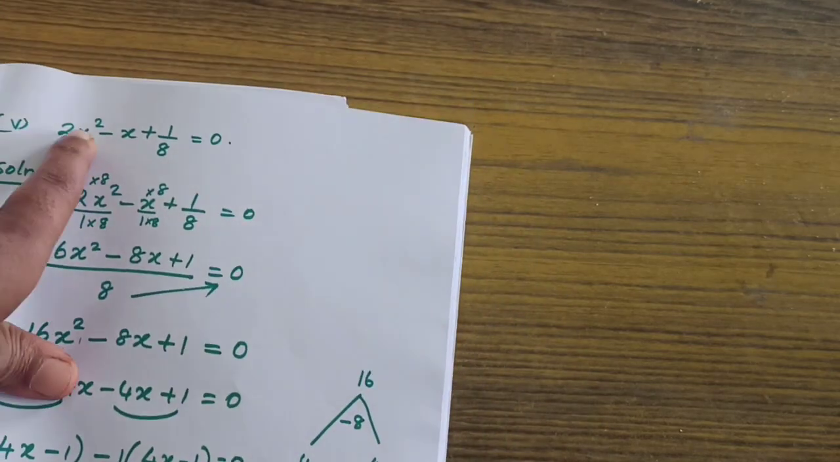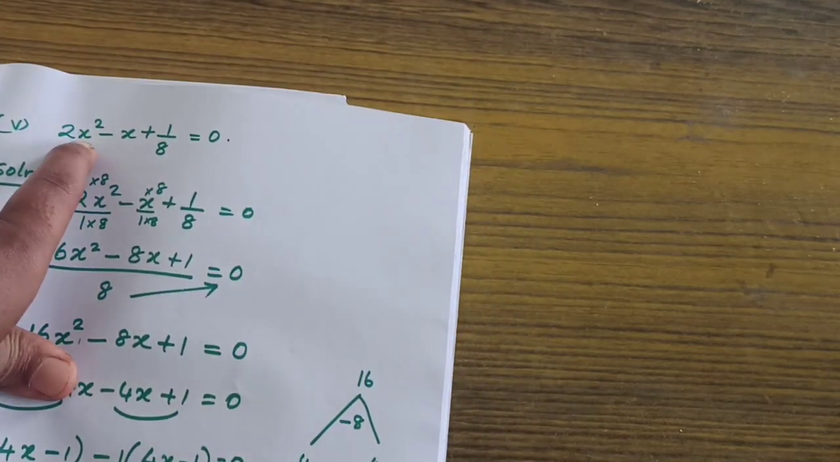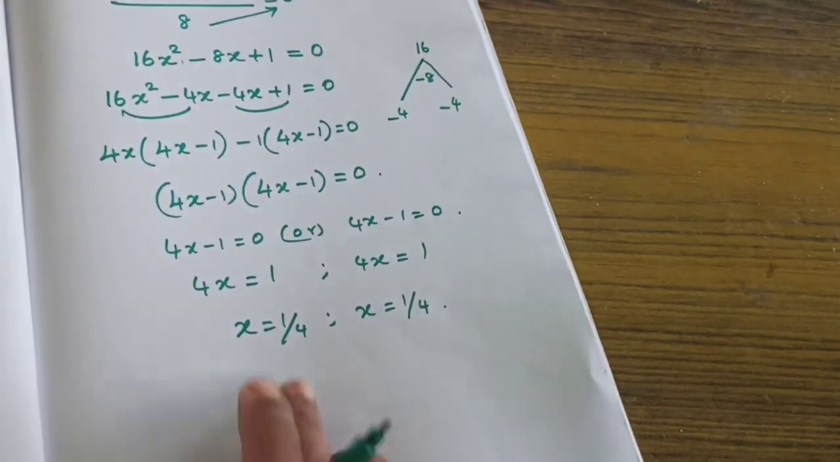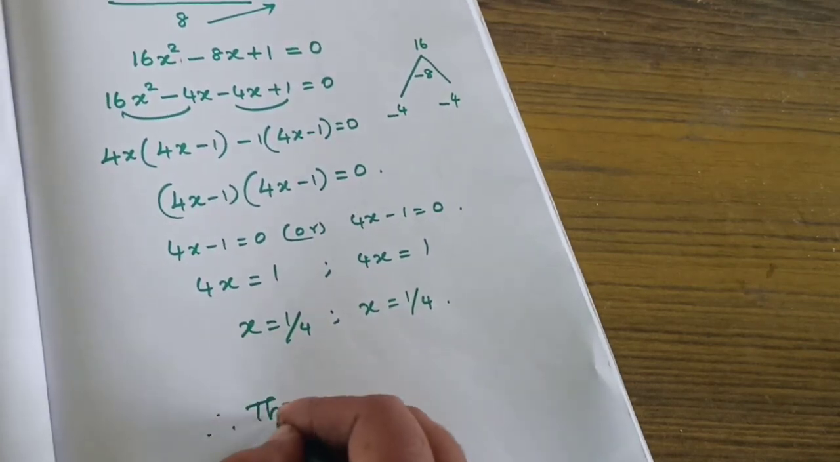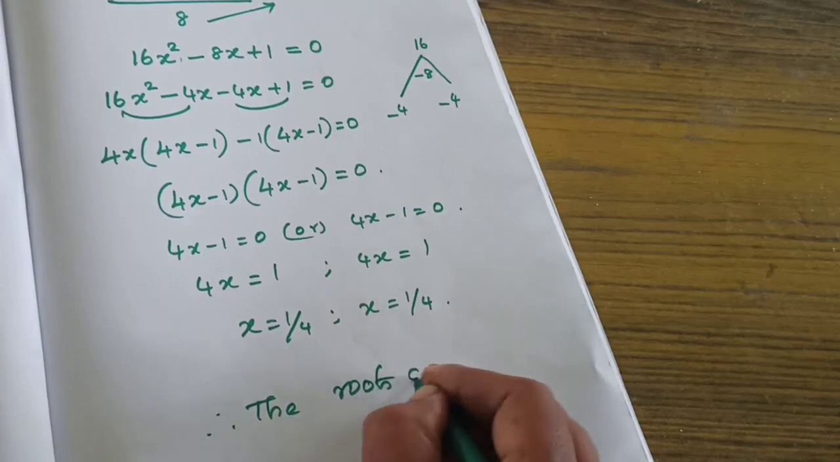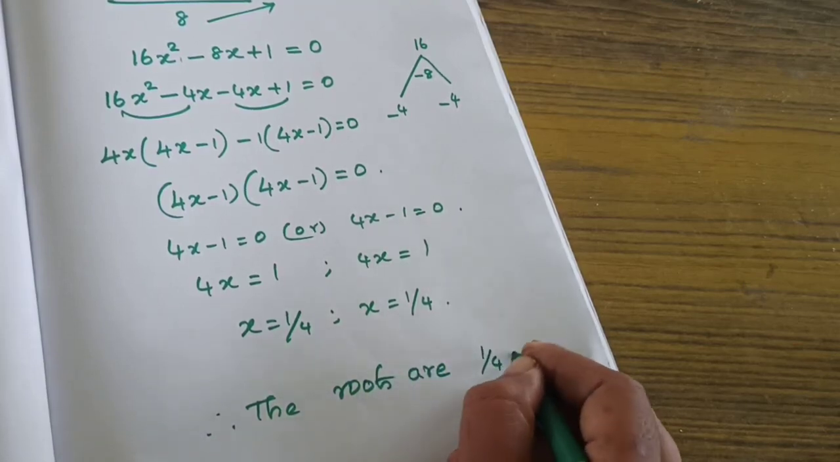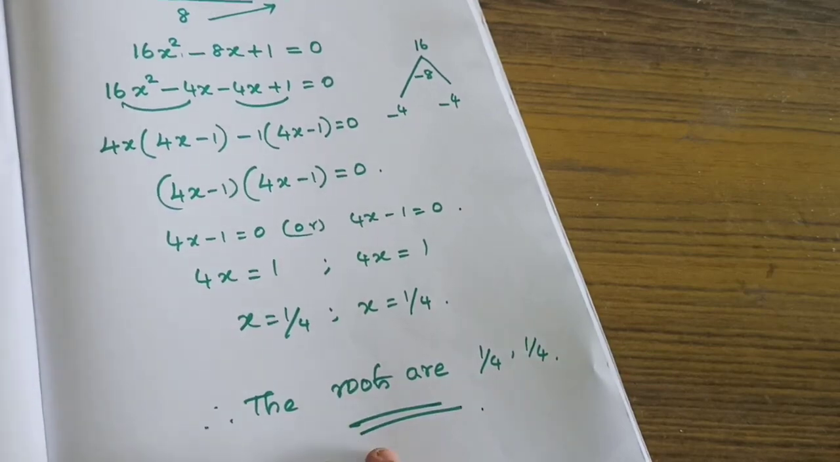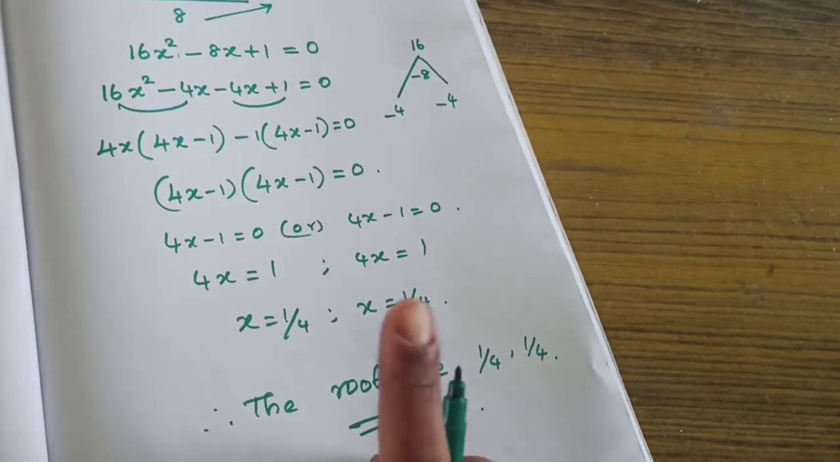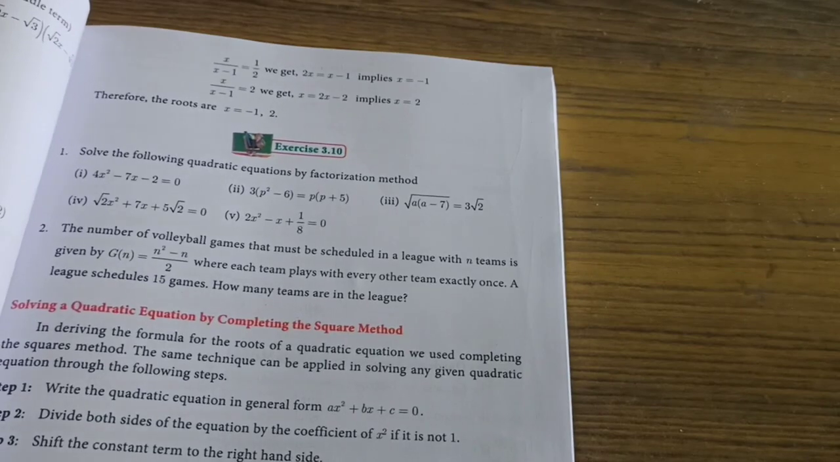The reason is, since a quadratic equation has how many roots? 2 roots. So definitely you need to mention these 2 roots even if it is the same number. Therefore the roots are 1 by 4 comma 1 by 4. Easy, no? Factorization method is very easy. Just do the homework problem. That is only one problem I gave.